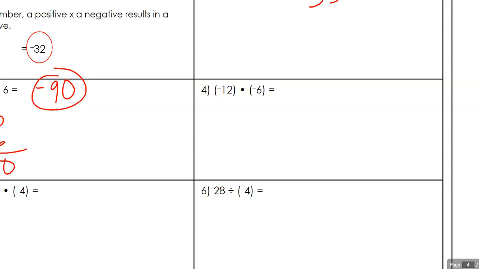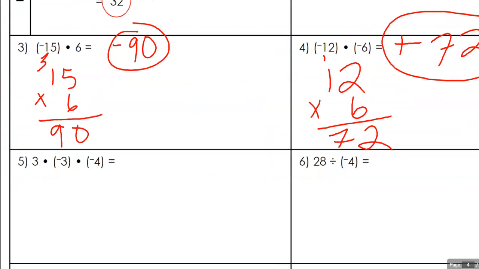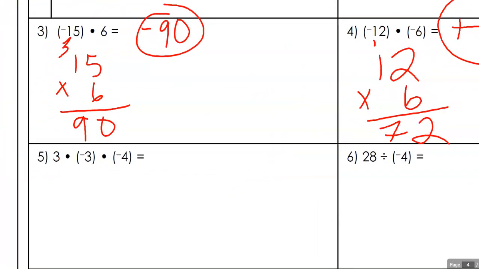Number 4, both the signs are the same. When the signs are the same, your answer is going to be a positive. And then you multiply. You have 12 times 6. 6 times 2 is 12. Carry the 1. 6 times 1 is 6, plus that 1 is going to be 7. So this is going to be a positive 72. And so on and so forth. Remember, when the signs are the same, the answer is a positive. When the signs are different, one's a negative, one's a positive, your answer is going to be a negative.